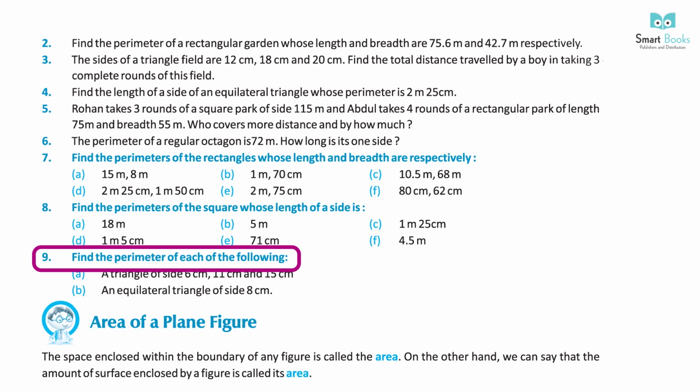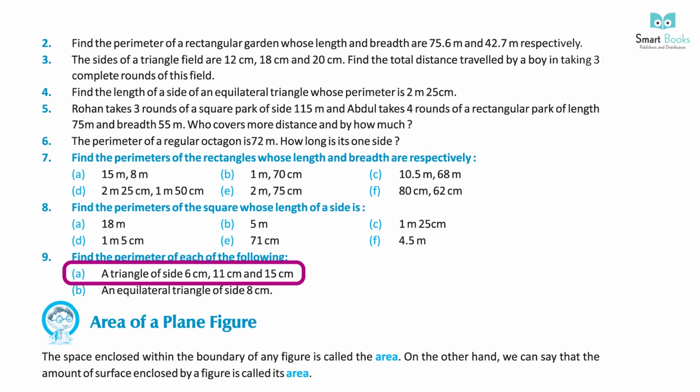Question 9. Find the perimeter of each of the following. A. A triangle of sides 6 centimeter, 11 centimeter and 15 centimeter, solution 32 centimeter. B.